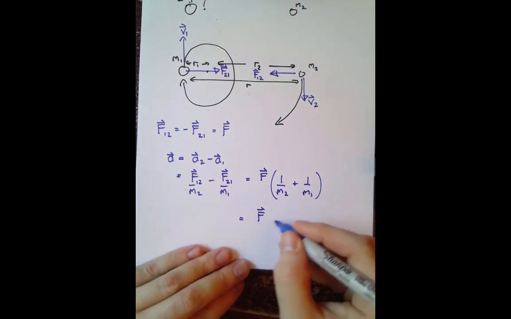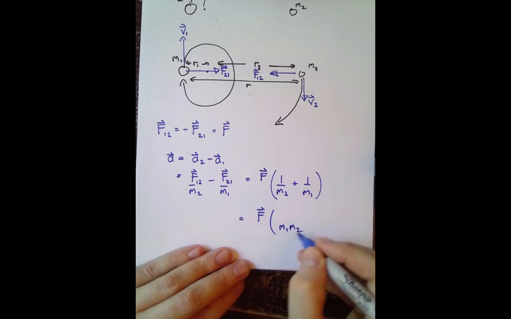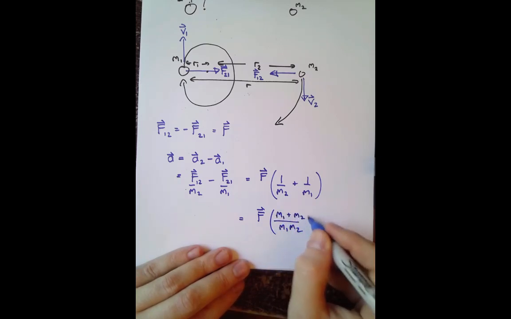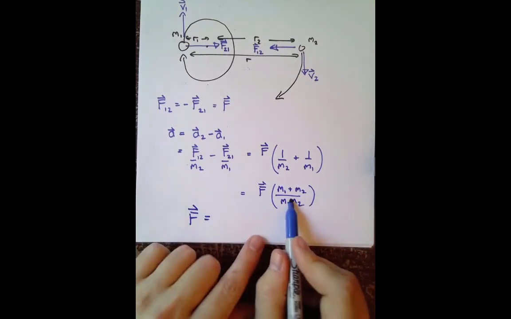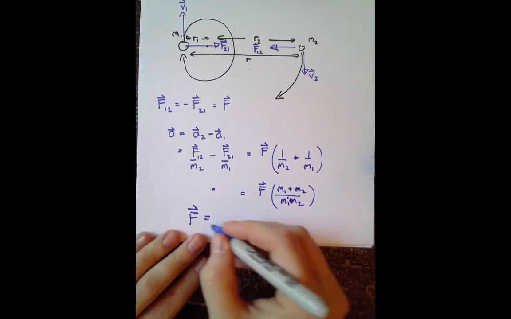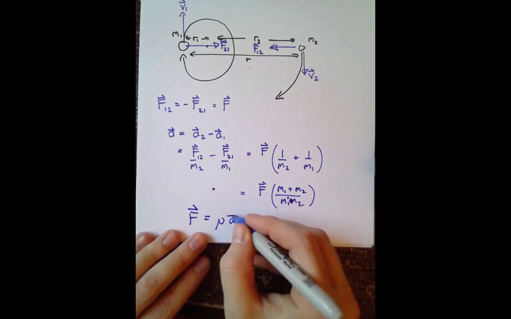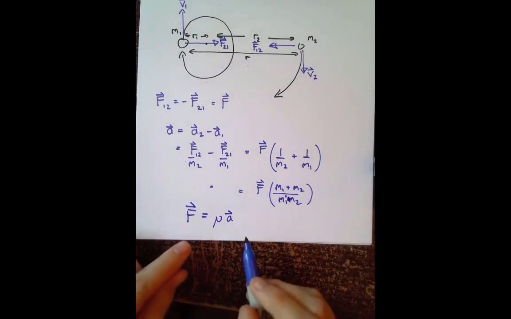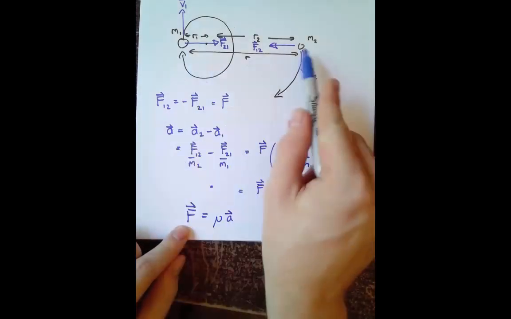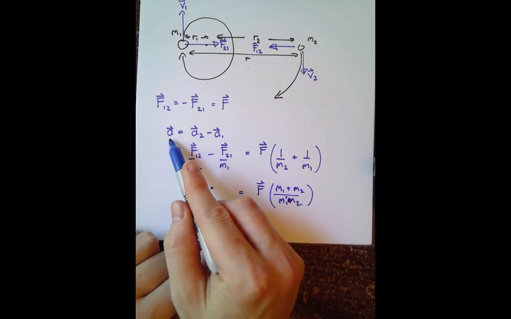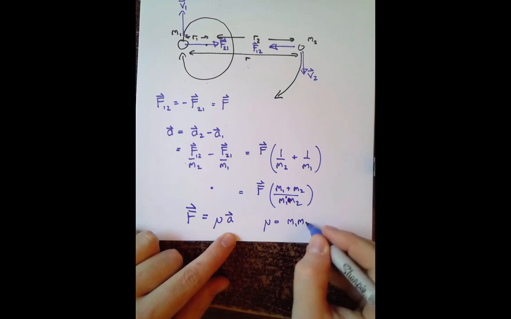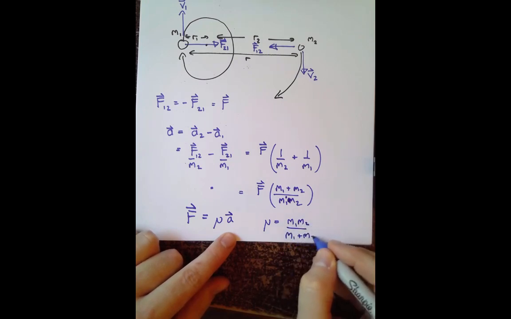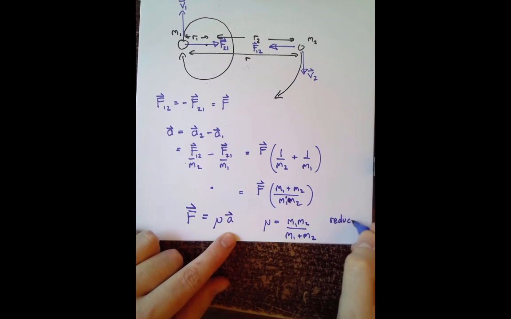And putting this over a common denominator, M1 M2, we get M1 plus M2 on the top. And rearranging this, just moving this across to the left-hand side of the equation and calling it mu, we get Newton's second law in the center of mass frame. So the force on either of these objects is equal to the relative acceleration of the two objects times this quantity mu, which is equal to M1 M2 divided by M1 plus M2. And this is called the reduced mass of the system.